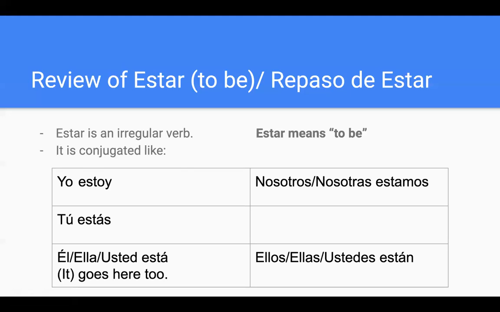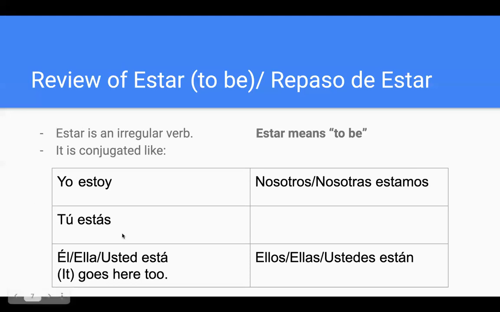So in Spanish, it's a little bit different because each subject here has its own ending. All verbs do this in Spanish, which we'll go over a little bit more. They all change based on who the subject is, but estar is an irregular verb. It doesn't follow the general rules of conjugating. It's a little bit different.